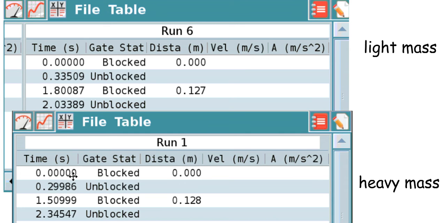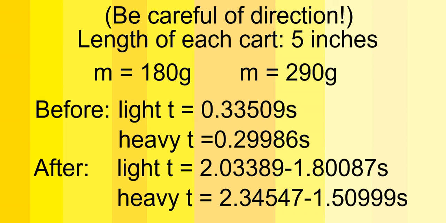So we know that the length of each of those is 5 inches. And knowing that, with some very simple equations, we can figure out how fast it's moving, both as it's moving toward each other and also as it's moving away from each other. So we need to be very careful of the direction. This is a classic conservation of momentum problem. The length of each cart is 5 inches. The mass of the lighter one is 180 grams, the mass of the heavier one is 290 grams. The time before for the light was 0.335, and for the heavy was 0.2998.